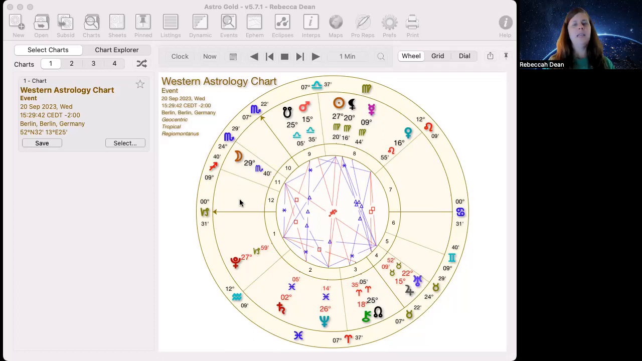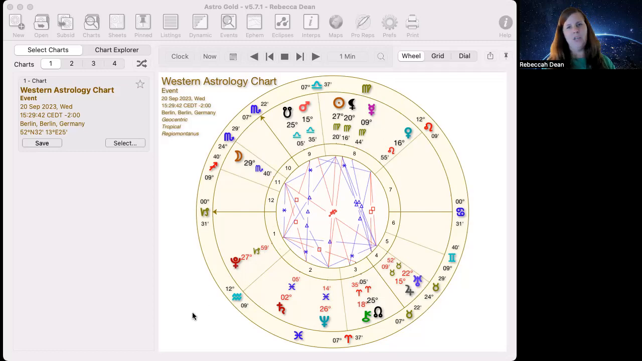This is actually one of the easy parts of reading a Western astrology chart. As far as I know, I don't think I've seen any software where they don't do this. They always put the little numbers here for the houses. So we have the first house, second house, third house, fourth house, fifth, sixth, seventh, eighth, ninth, 10th, 11th, 12th, always going to be listed there for you. It makes it pretty easy, and it's always going to go counterclockwise.